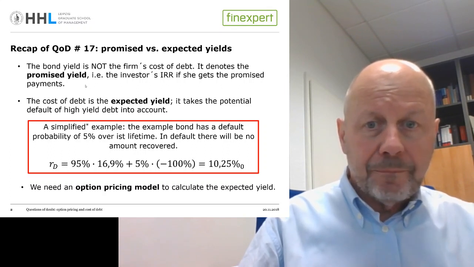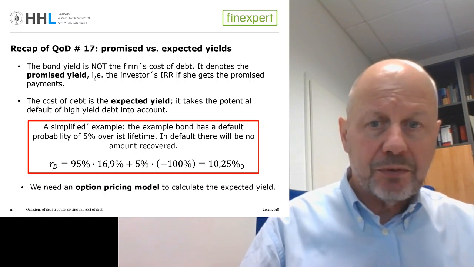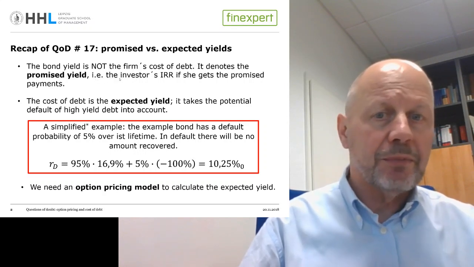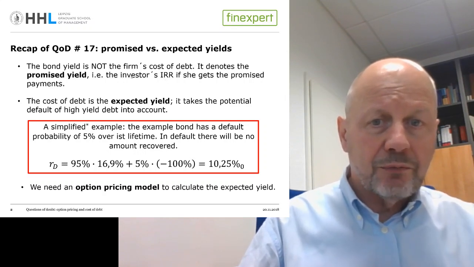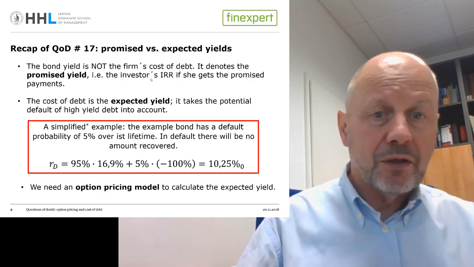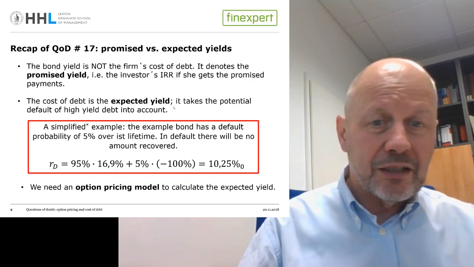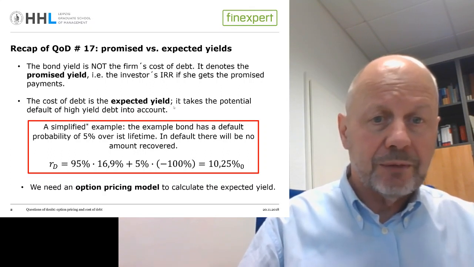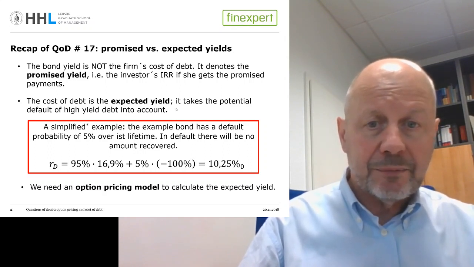The bond yield relates the promised payments of the bond to its current market price and calculates the IRR. But this is not what we mean when we are looking for the cost of debt, because this figure, as it relates the promised payments to the current bond price, is not taking into account the risk of default. So what we actually need is the expected yield, or the expected rate of return on the bond. And this is, of course, taking the potential default of high yield debt into account.